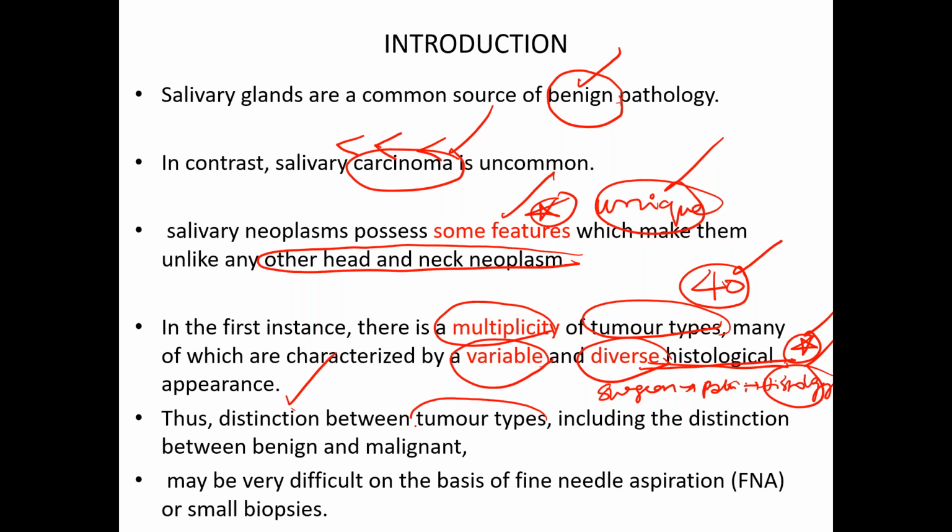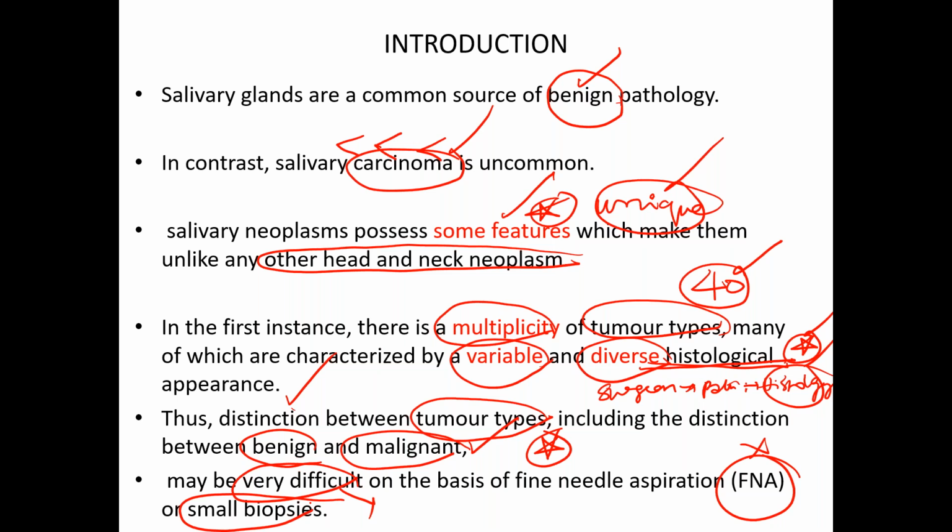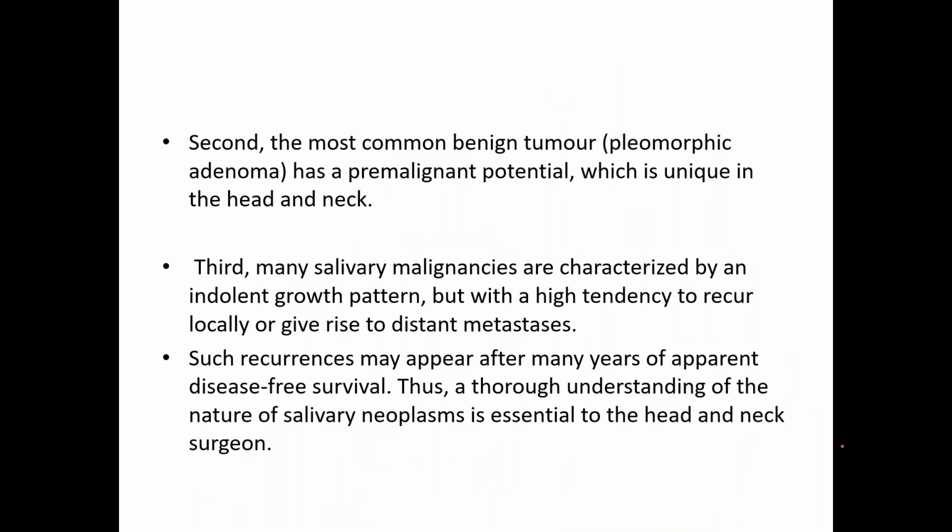The distinction between the tumor types, and between benign and malignant, is very important, and various types of pathologies exist in salivary glands. It is very difficult to find that out easily with fine needle aspiration cytology and small biopsies. You cannot differentiate all the tumors with FNAC and small biopsies. You need a larger biopsy for knowing and understanding all these things. The other important point about salivary glands is that benign tumor is most common.